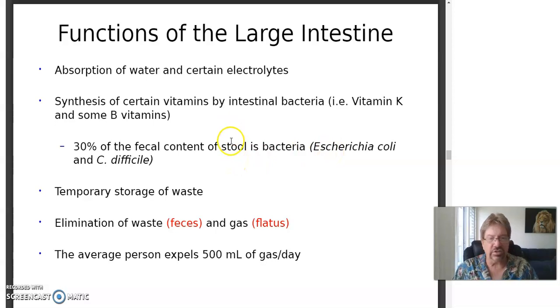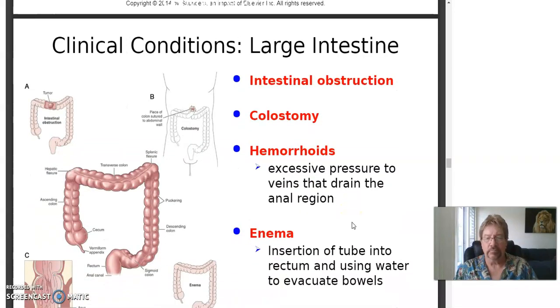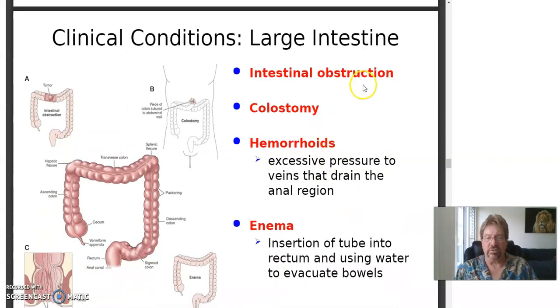Most digestion, guys, is nearly all completed in the small intestine. So the colon pretty much handles waste. Also, a lot of absorption of water. If it doesn't absorb enough water, you get diarrhea. Clinical conditions: intestinal obstruction, colostomy, hemorrhoids.